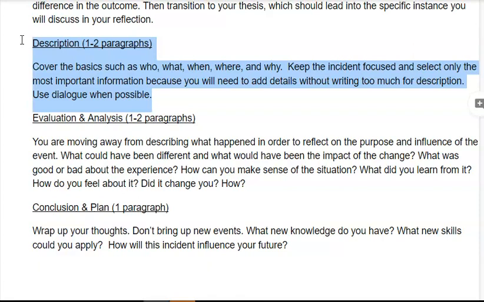And I put on here, keep the incident focused. You want to focus in on a moment. You don't want to talk about a month period.